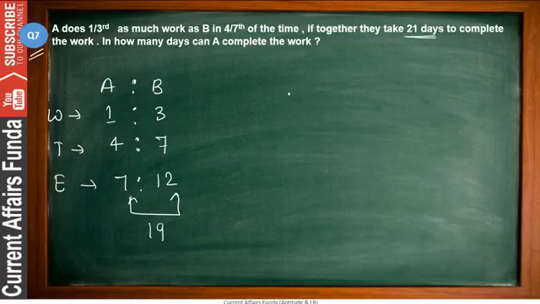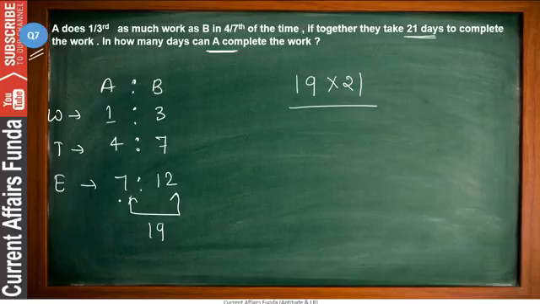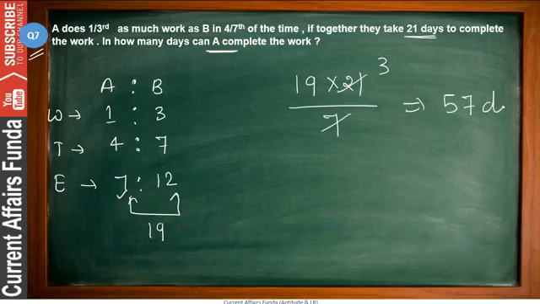Okay, and next is, if together they take 21 days, that means the efficiency of A and B, that is 19, so 19 into 21, that is the total work. Okay, in how many days does A complete the work alone? That means divide by the efficiency of A, that is 7, so divide by 7, it will be 3 times, and 19 into 3 it will be 57 days. Okay, so this will be your right answer.